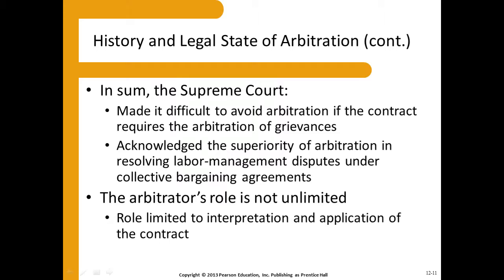The arbitrator's role, however, is not unlimited. Starting with the Steelworkers Trilogy, the Supreme Court limited the arbitrator's role to the interpretation and application of the CBA. The court held that although an arbitrator may look outside the contract for guidance, he does not sit to dispense his own brand of industrial justice. The court stressed that the arbitrator's decisions, as long as they are based on an interpretation of the contract, should be final and binding and not questioned by the courts.